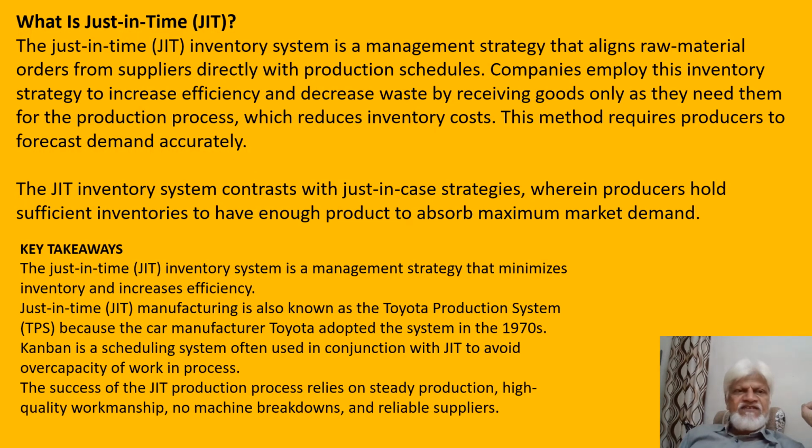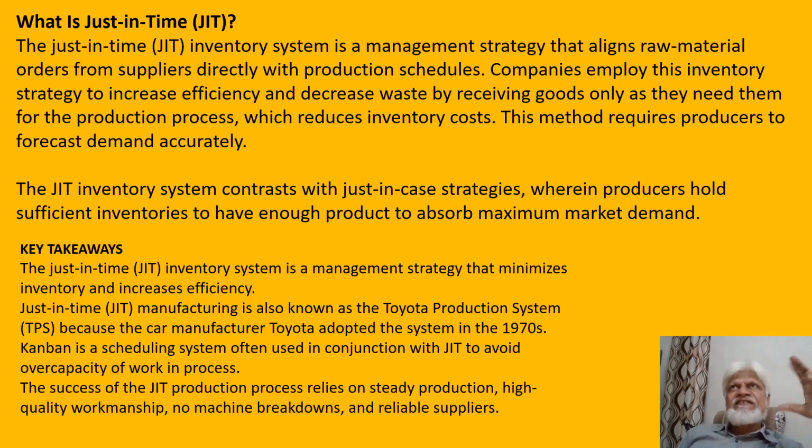Let us understand just-in-time. A just-in-time inventory system is a management strategy of aligning raw material orders from suppliers directly with the production schedules. Companies employ this inventory strategy to increase efficiency and decrease waste by receiving goods only as needed. This method also requires producers to forecast demand accurately, because a company shouldn't overestimate demand and pile up a lot of raw material. A lot of huge funds will be blocked.